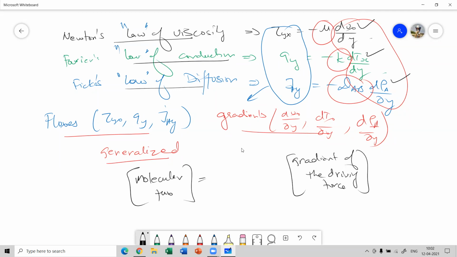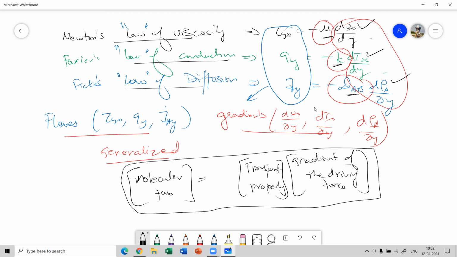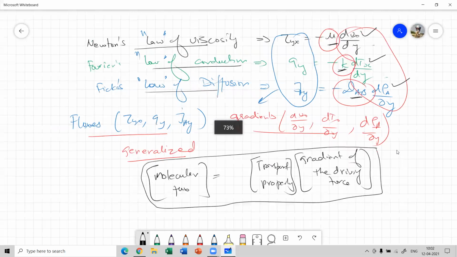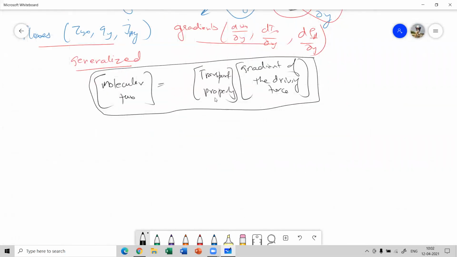So gradient of the driving force, and these terms, that is viscosity, thermal conductivity, and diffusivity, are called transport properties. So these fluxes are nothing but the product of the transport property into the gradient of the driving force. So all these laws can be generalized into one standard form, that is molecular flux is nothing but the transport property into the gradient of the driving force.